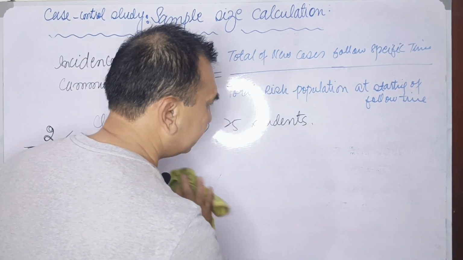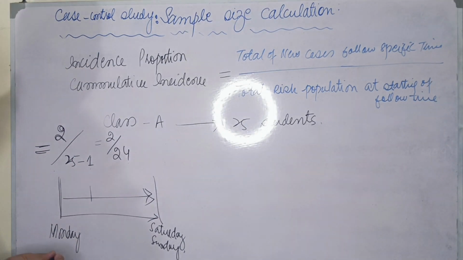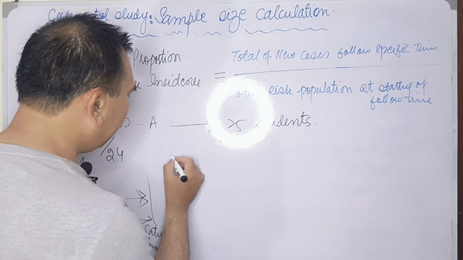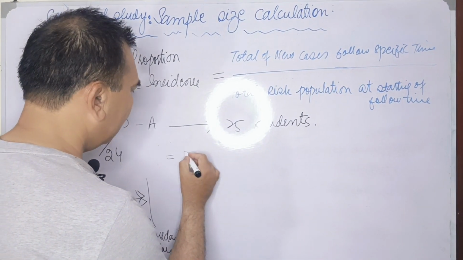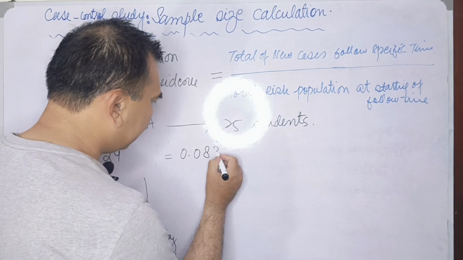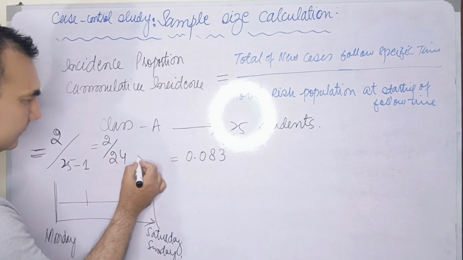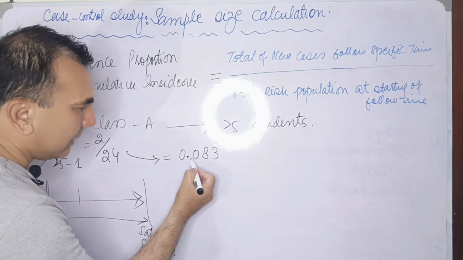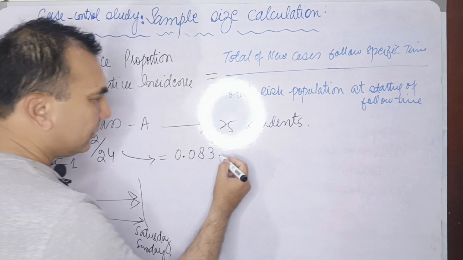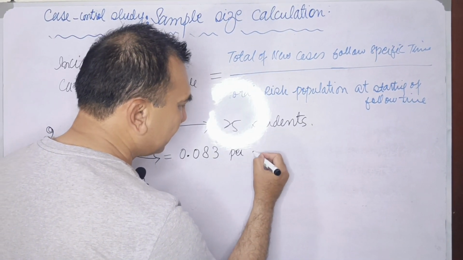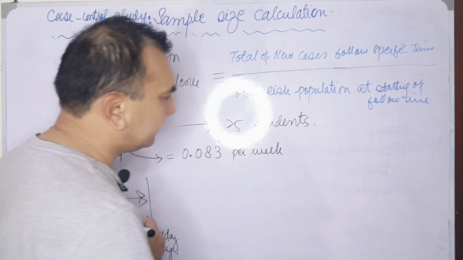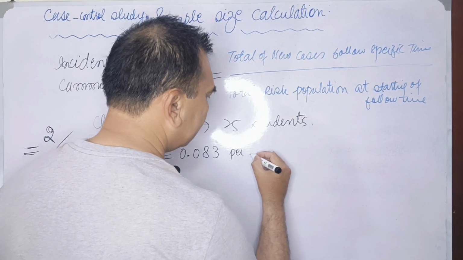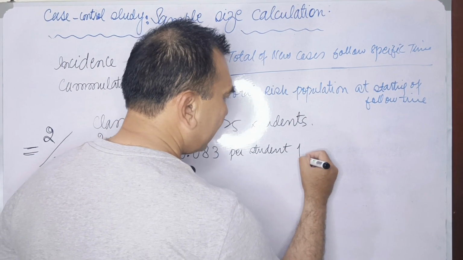So how much does it become? If you divide the 2 by the 24, the answer will come up 0.083. 0.083 per student per week. Per student per week.